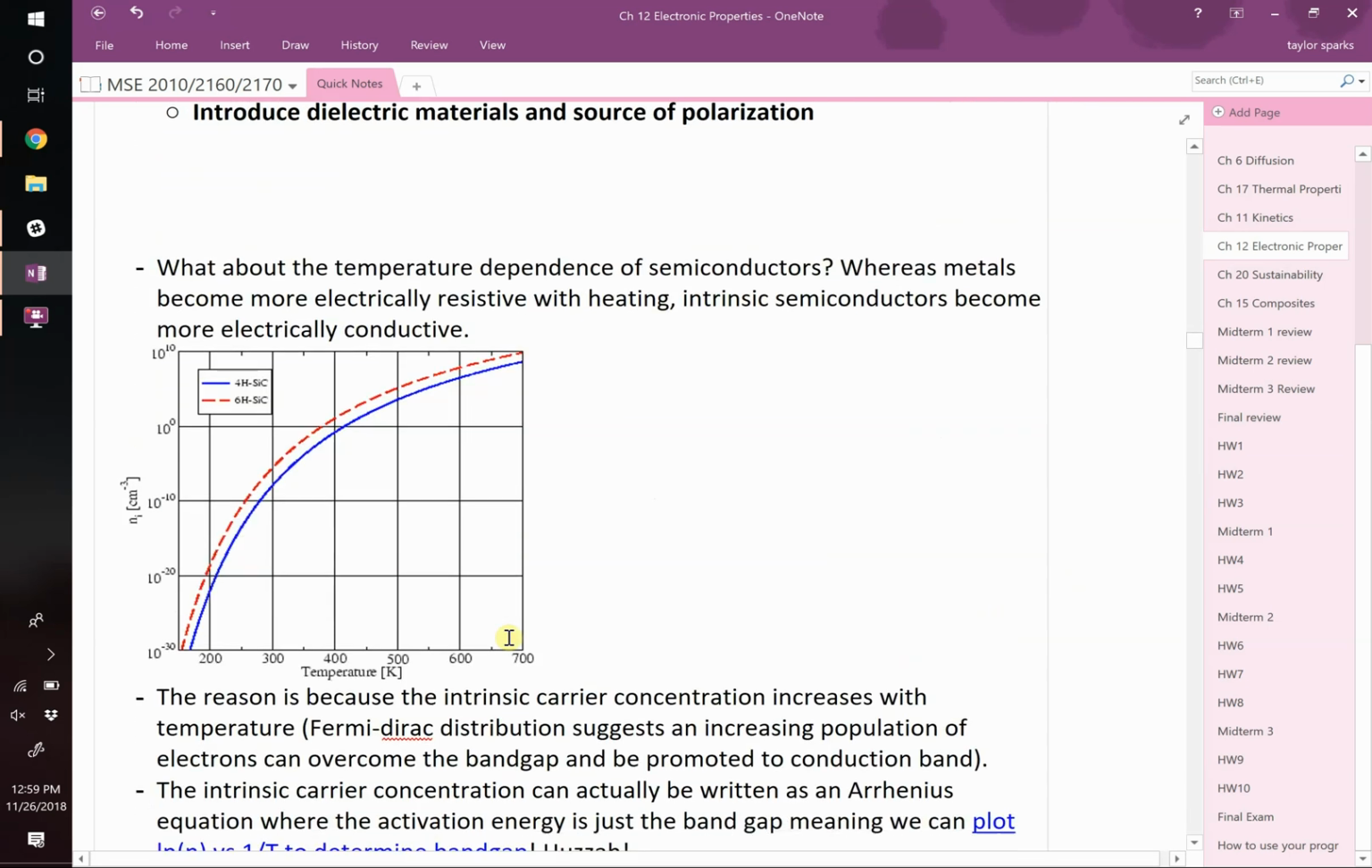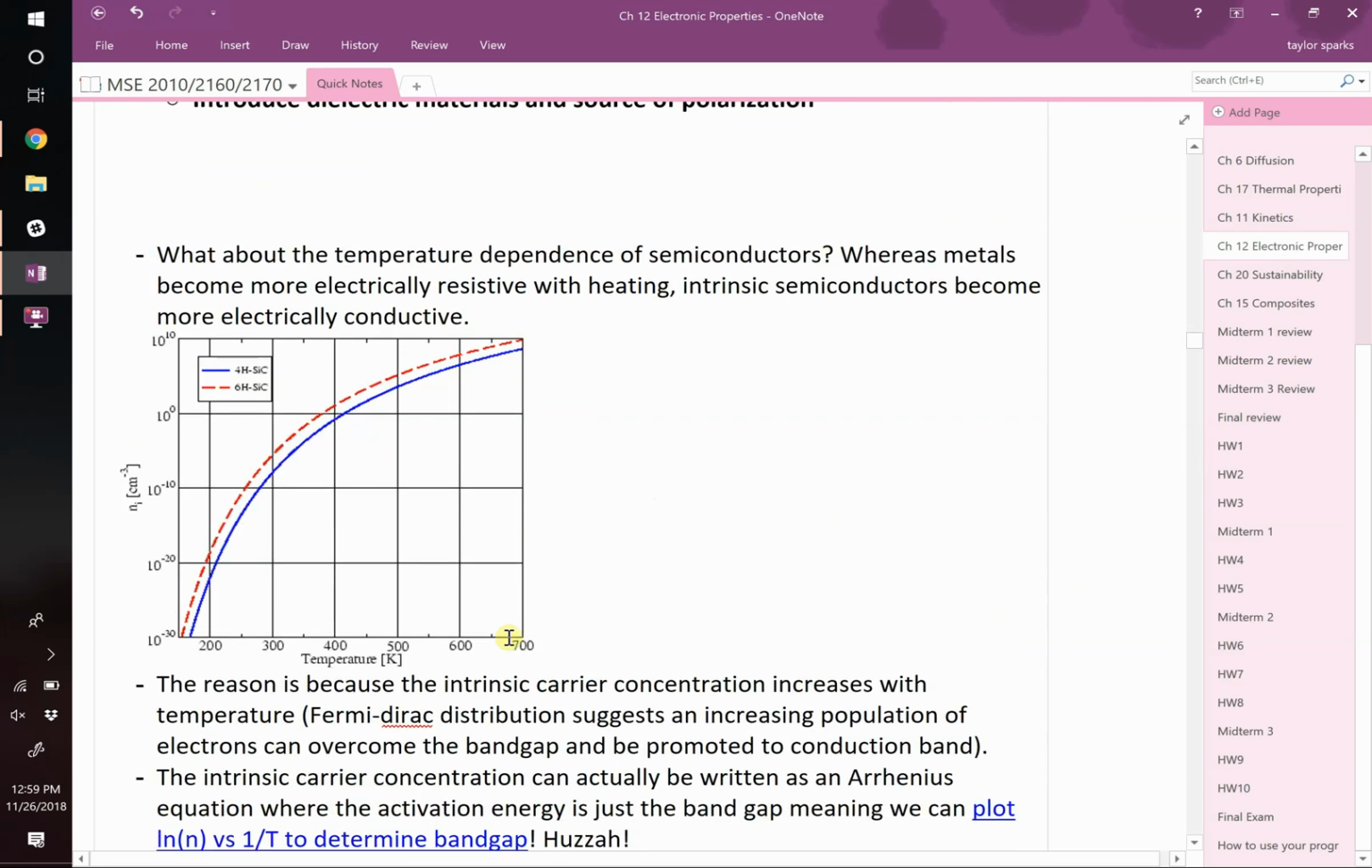Okay, so as you heat things up in semiconductors, you're giving it more thermal energy. What should your carrier concentration do? It should increase, right? You're giving it more and more thermal energy, more and more of those electrons, a higher fraction can start to jump that gap.